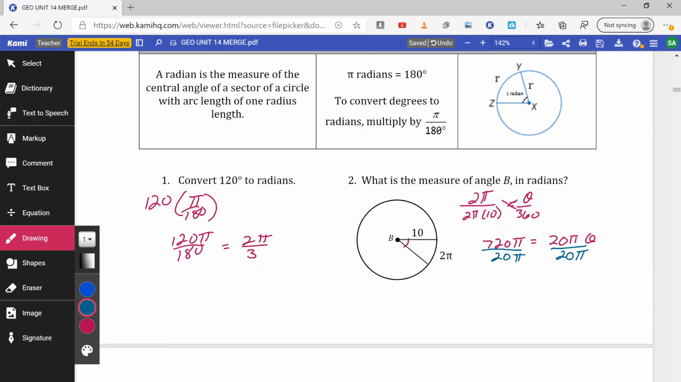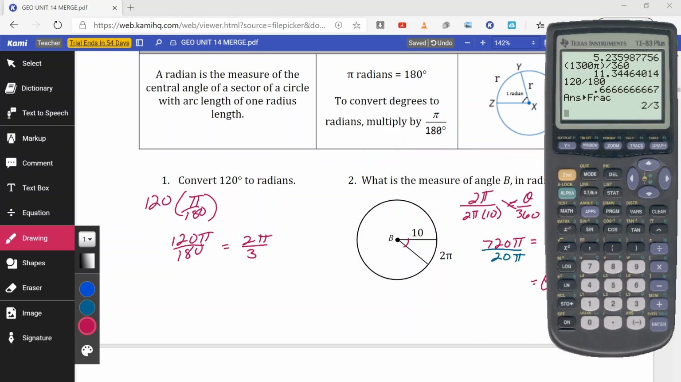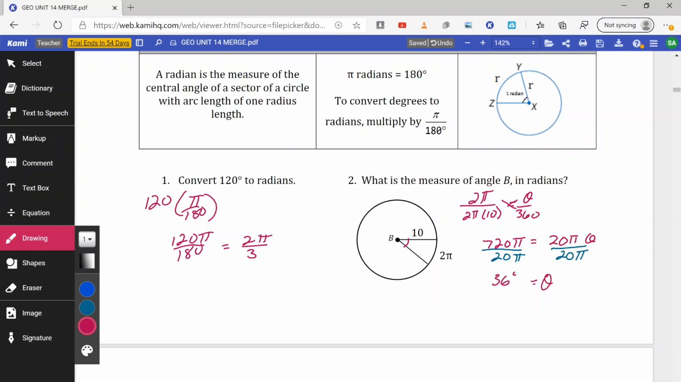And we get a central angle of, and again I just want to divide our numbers. So 720 divided by 20 gives me 36. So my central angle is 36 degrees. Now it says to give the measure of the angle in terms of radians. So what I have to do now is multiply 36 times pi over 180.